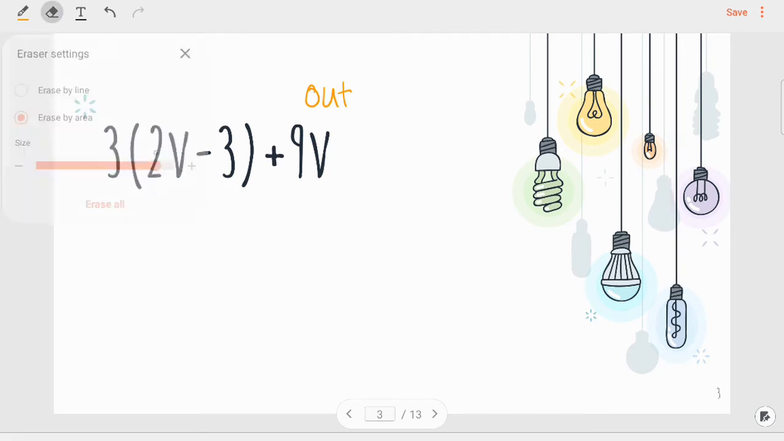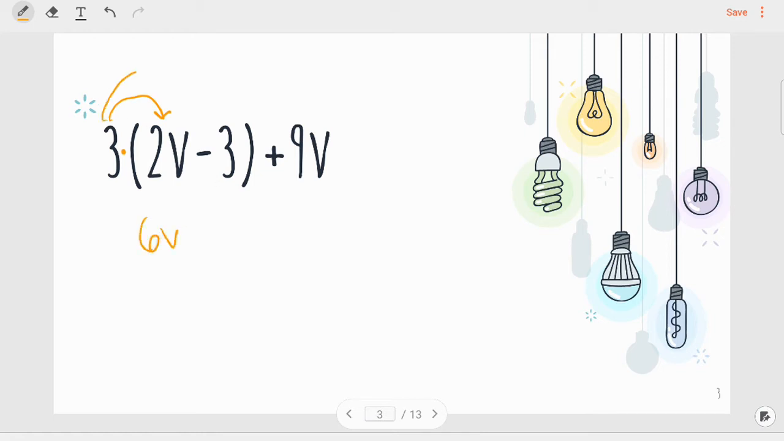Well, remember that I can get things out of parentheses by distribution. Distribution means that I multiply what's on the outside of my parentheses into the parentheses. So let's go ahead and do that. If I multiply 3 into my parentheses, 3 times 2v is 6v, and 3 times negative 3 is negative 9. Now, do I keep on multiplying? Well, that's the end of the parentheses right here, so I don't need to keep distributing. I'm just going to bring down what's left over, plus 9v.